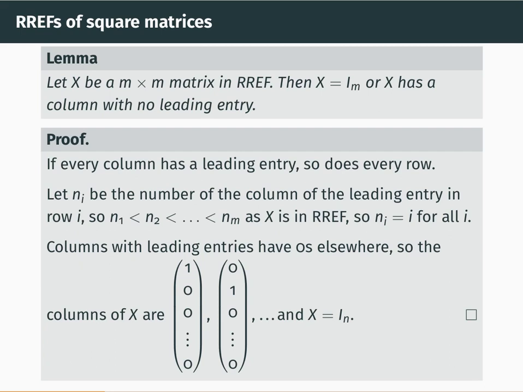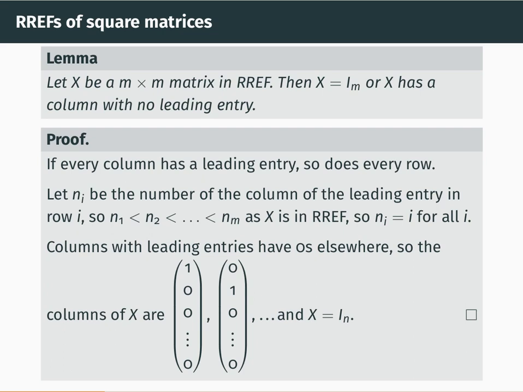What it says is that if X is an m by m matrix in row-reduced echelon form, so a square matrix in row-reduced echelon form, then either X is the identity matrix or X contains a column with no leading entry. Let's think why this is true. So what we will do is assume that every column has a leading entry, and we'll deduce that actually X has to be the identity matrix.